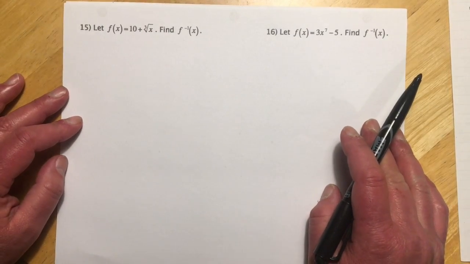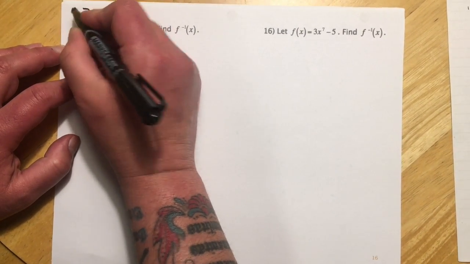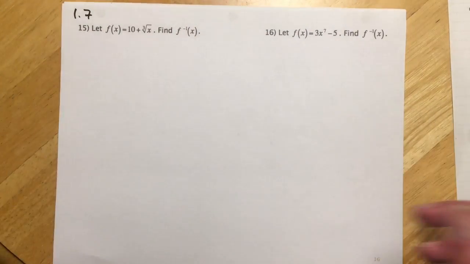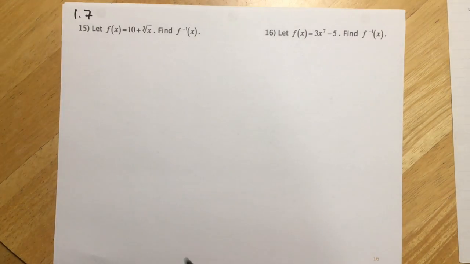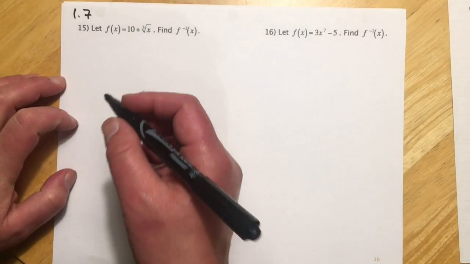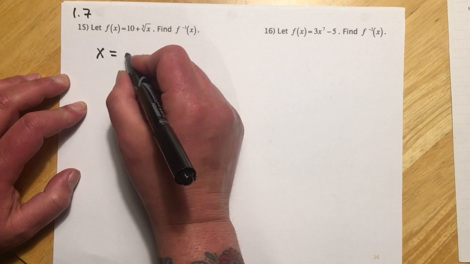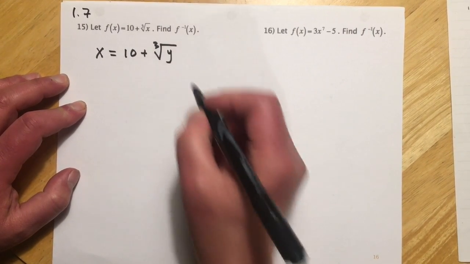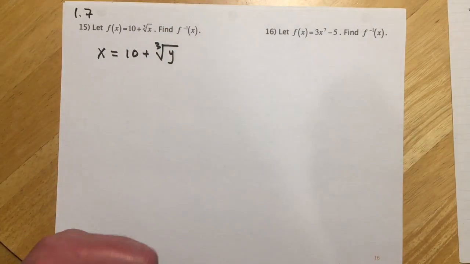Okay, so for 15, this is now section 1.7. So again, I'm skipping over 1.5 for a second just to kind of finish out all the function notation stuff, and then I'll do all the graphing together. So let f of x equal this, find f inverse x. So remember our steps, the first thing we do is we swap x and y. So that's going to be x equals 10 plus cube root of y, and then we just resolve for y because this is supposed to be a function of x, which means the y would be by itself.